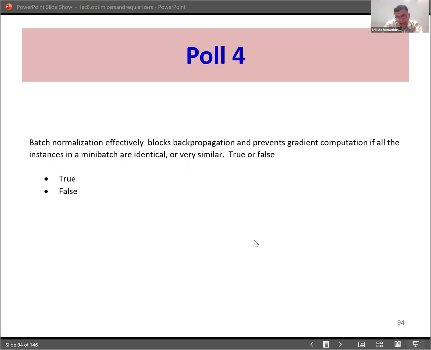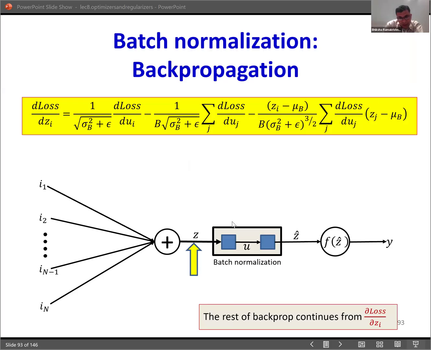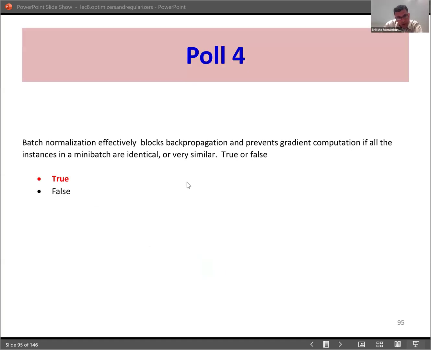It's true, right? Because the derivative of the loss with respect to this z becomes 0, at which point there are no more derivatives. There's nothing to back propagate. So if you perform batch normalization and your mini batch doesn't have sufficient variety, if all of the training instances in the mini batch are very similar, then the derivative of the loss with respect to the z's in the mini batch becomes so small that it basically becomes pointless. And it blocks further backpropagation.